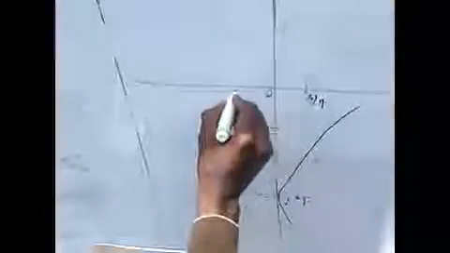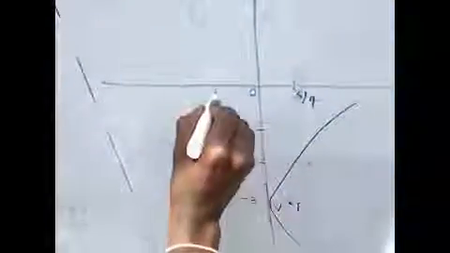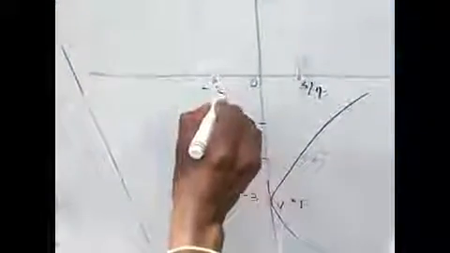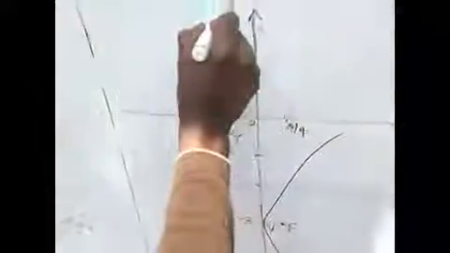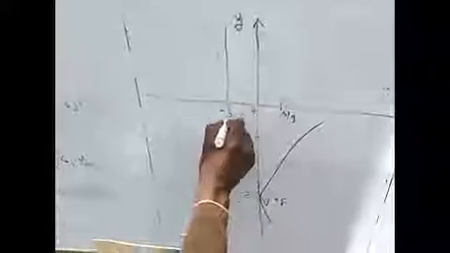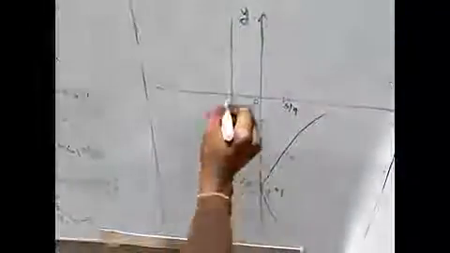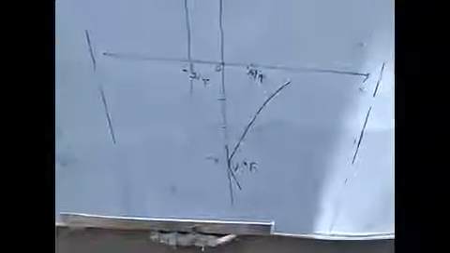If you look keenly, this should be -3 on 4, if not mistaken. So my directrix will pass through this point. This should be my directrix, and I'm going to write it as x equals to -3 on 4. So that's the sketch of my parabola.